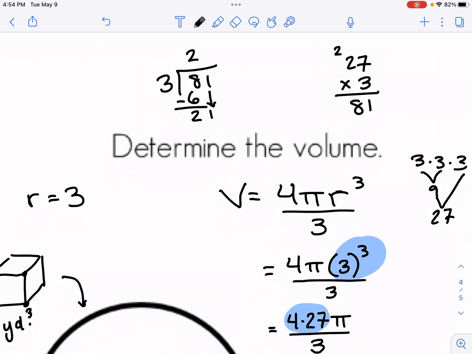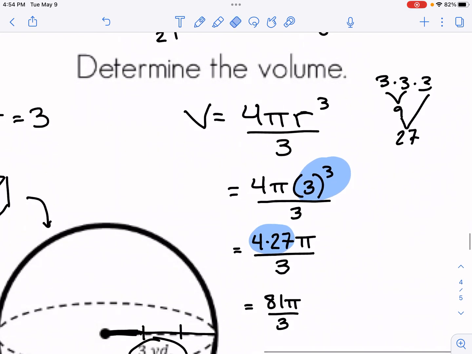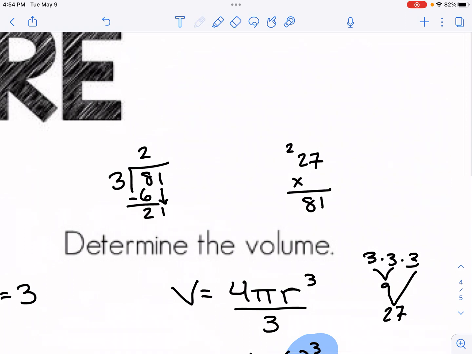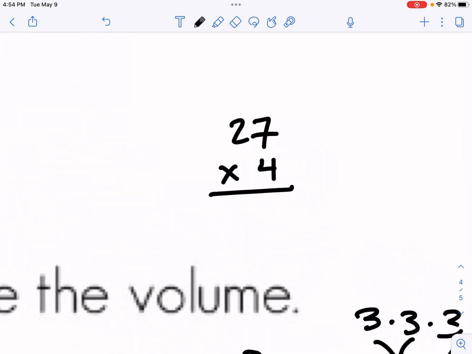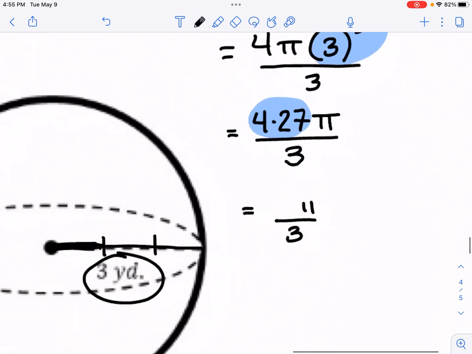Oh, I realized I just made a mistake. Sorry, I made a mistake here with this 81. I was supposed to multiply 27 times 4, and I multiplied 27 times 3. I apologize for that. But let's figure this out now. 7 times 4 is 28. 2 times 4 is 8, plus 2 is 10, so this is 108. Apologize for that. 108 pi.